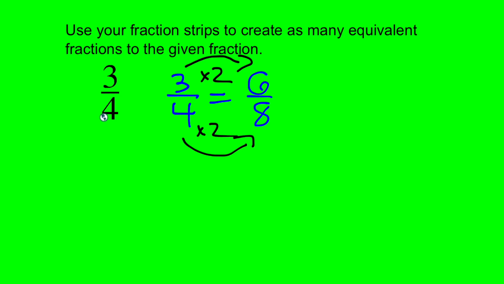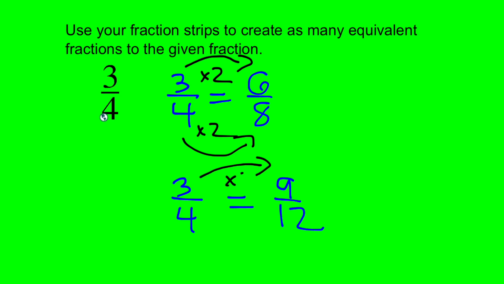And if I said 3 over 4 is equal to 9 over 12, we can get that by timesing the numerator by 3. 3 times 3 is 9, and timesing the denominator by 3. 4 times 3 is 12. So that's what we've been doing the last few days.